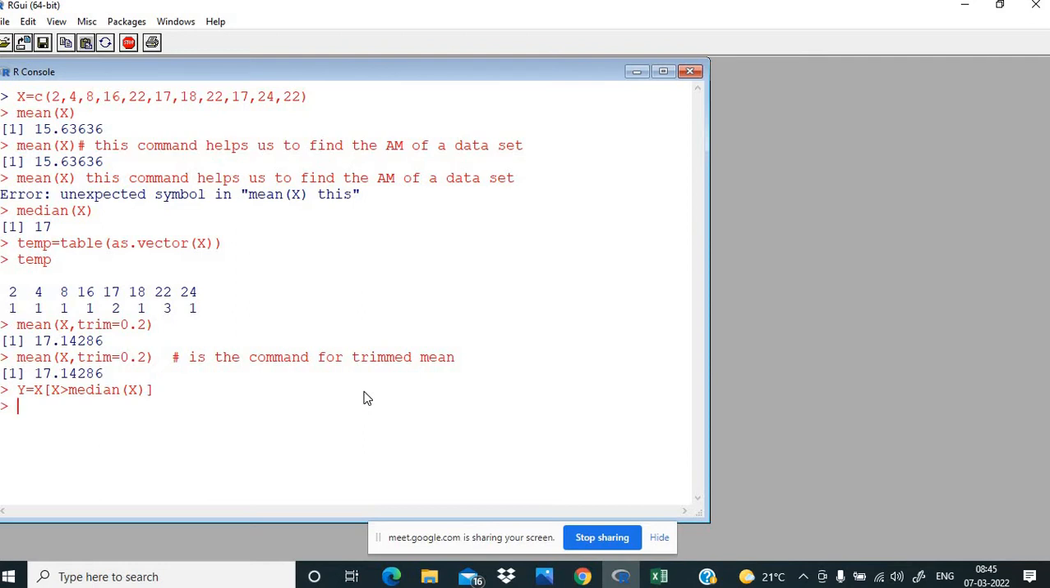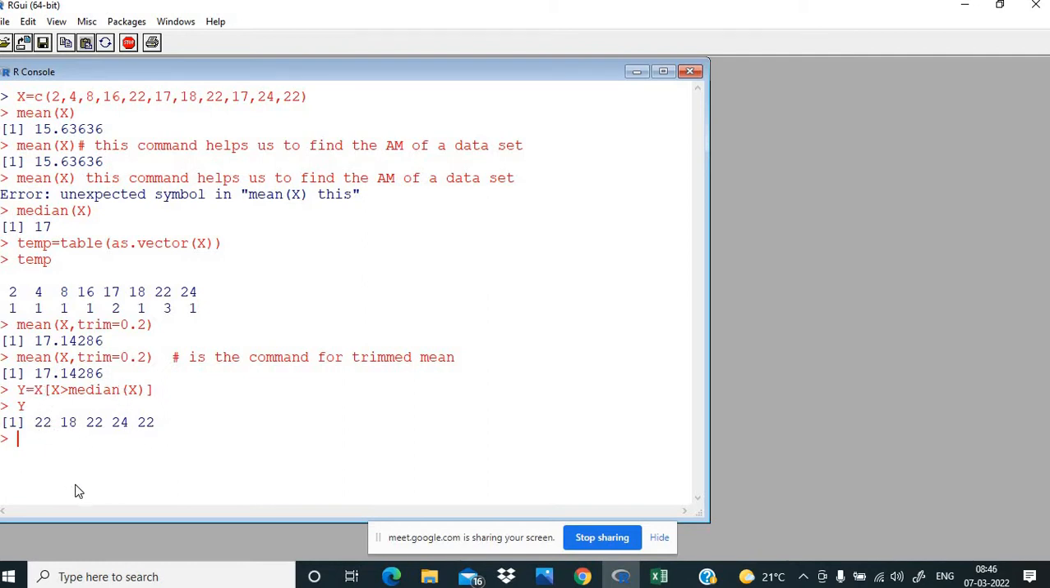Y equal to x, x greater than median of x. So now let us look at the value of y. It is 22, 18, 22, 24, 22. That means, as we have seen earlier, the median is 17, so all the values that are greater than the median are shown here. This result is stored in y.